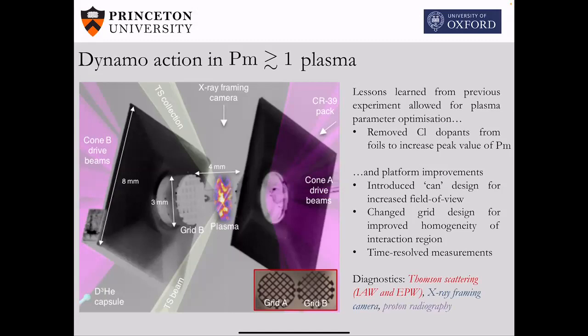And again, we fielded the same diagnostics that we used before, although for this experiment, we also included the electron plasma wave feature. I should have said, on the previous experiment, we only had the ion acoustic wave feature. And the reason for this is that one either has to use polarimetry or measure this feature. So having confirmed that our proton radiography measurements of the magnetic fields were accurate, we could drop the polarimetry and instead measure the actual electron plasma wave feature.